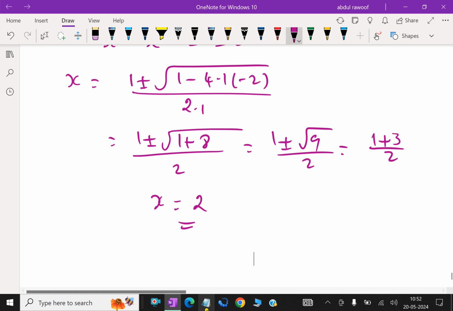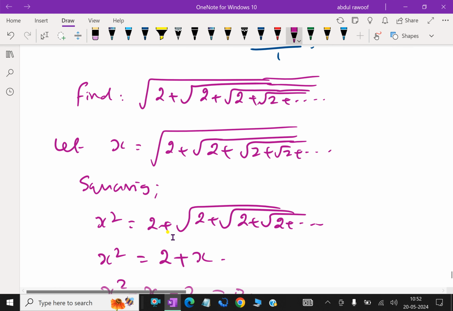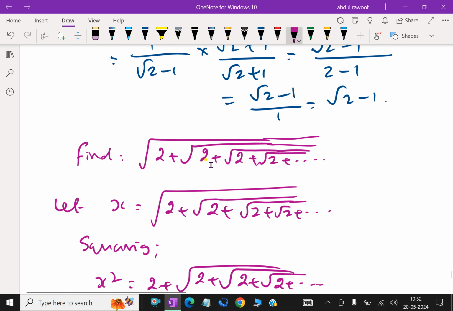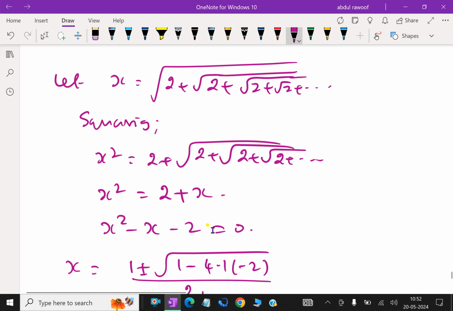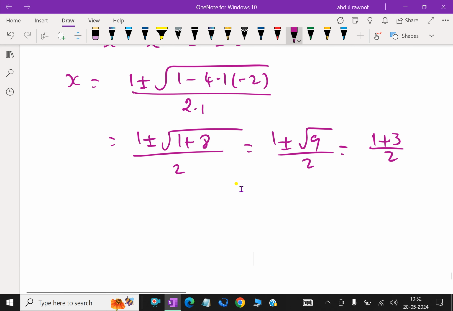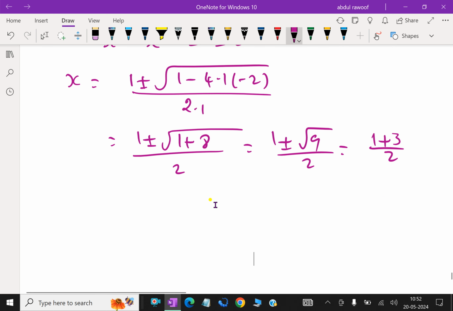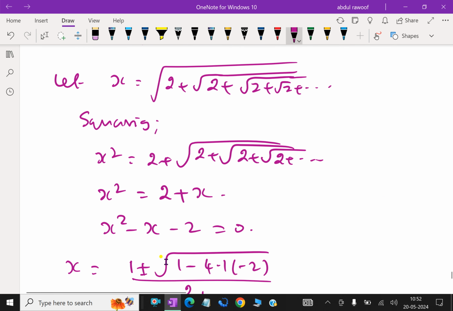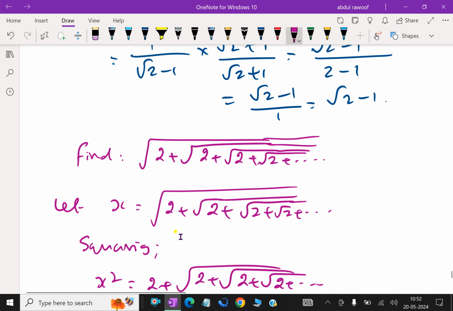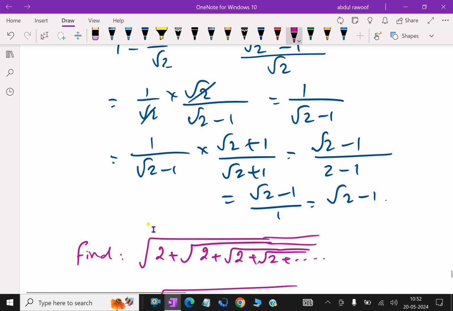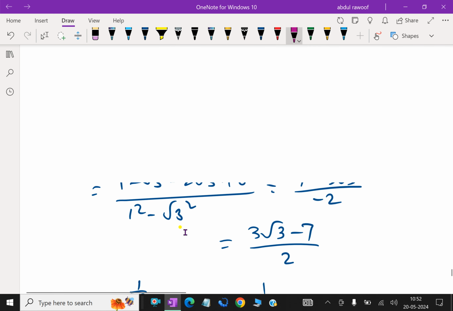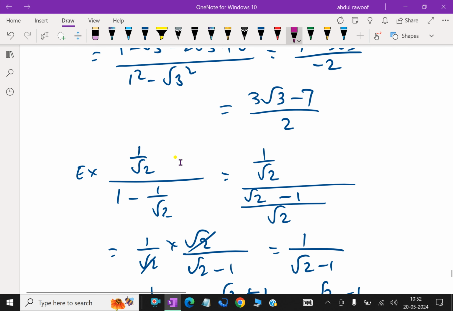For the continued square root of 2 plus square root of 2 plus square root of 2 going on continuously, its value is 2. So its value is 2 here. So far we discussed surds, multiplication and division, and some example problems.